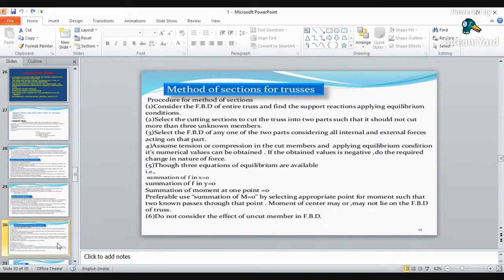So select the cutting section to cut the truss into two parts such that it should not cut more than three unknown members. Select the free body diagram of any one of the two parts considering all internal and external forces acting on that part. Assume the tension or compression in the cut member and, applying equilibrium conditions, its numerical values can be obtained. If the obtained value is negative, do the required change in the nature of force. If you have assumed that force tensile, then you have to convert its sign to compressive because you are getting a negative value.